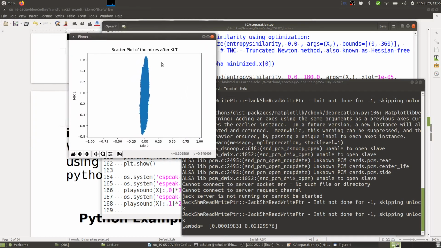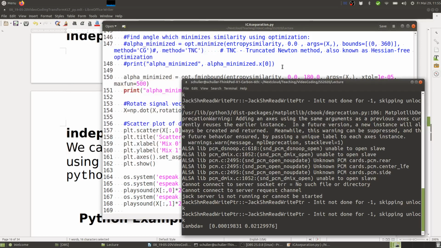And this is now the scatter plot of the mixes after applying the KLT. So now you can see again it's nicely aligned with the axis, but with very different power. And that makes it impossible to see the fine structure here. Right? So the power differences obscure the dependencies between the two channels. The decorrelated mix after KLT. Channel 0.